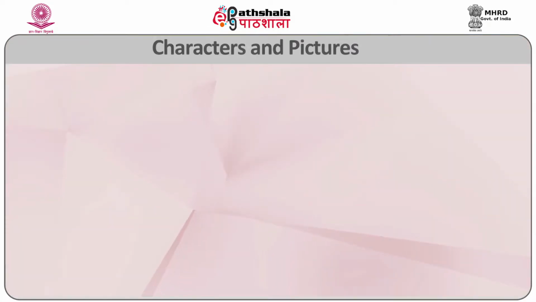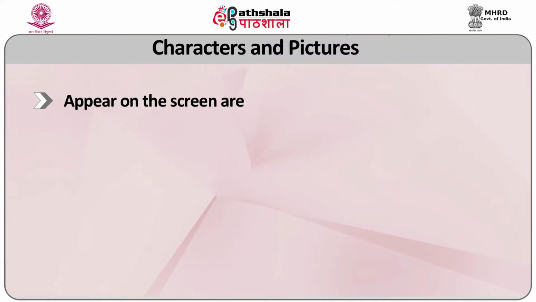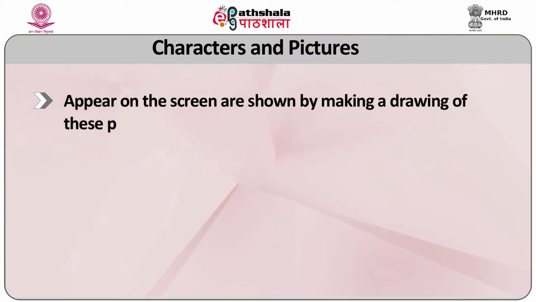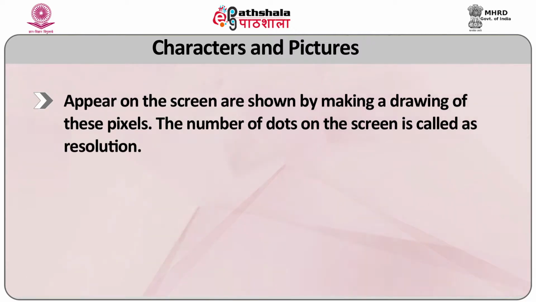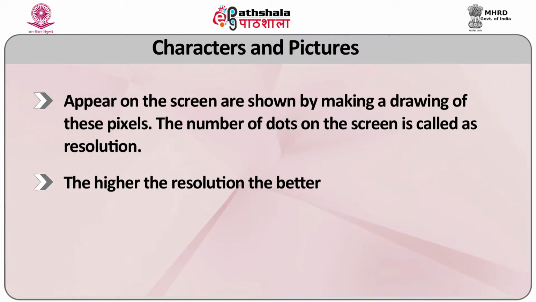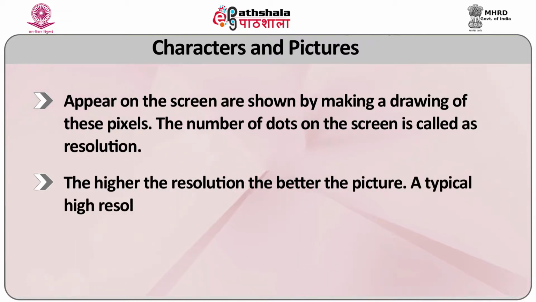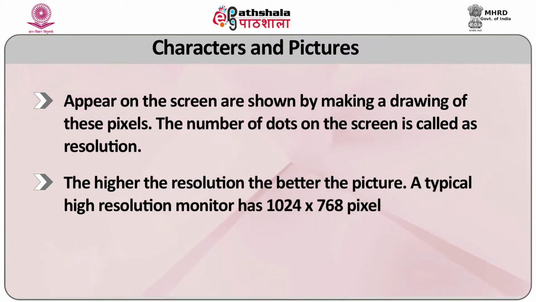The characters and pictures that appear on the screen are shown by making a drawing of these pixels. The number of dots on the screen is called resolution. The higher the resolution, the better the picture. A typical high-resolution monitor has 1024 by 768 pixels across the screen.